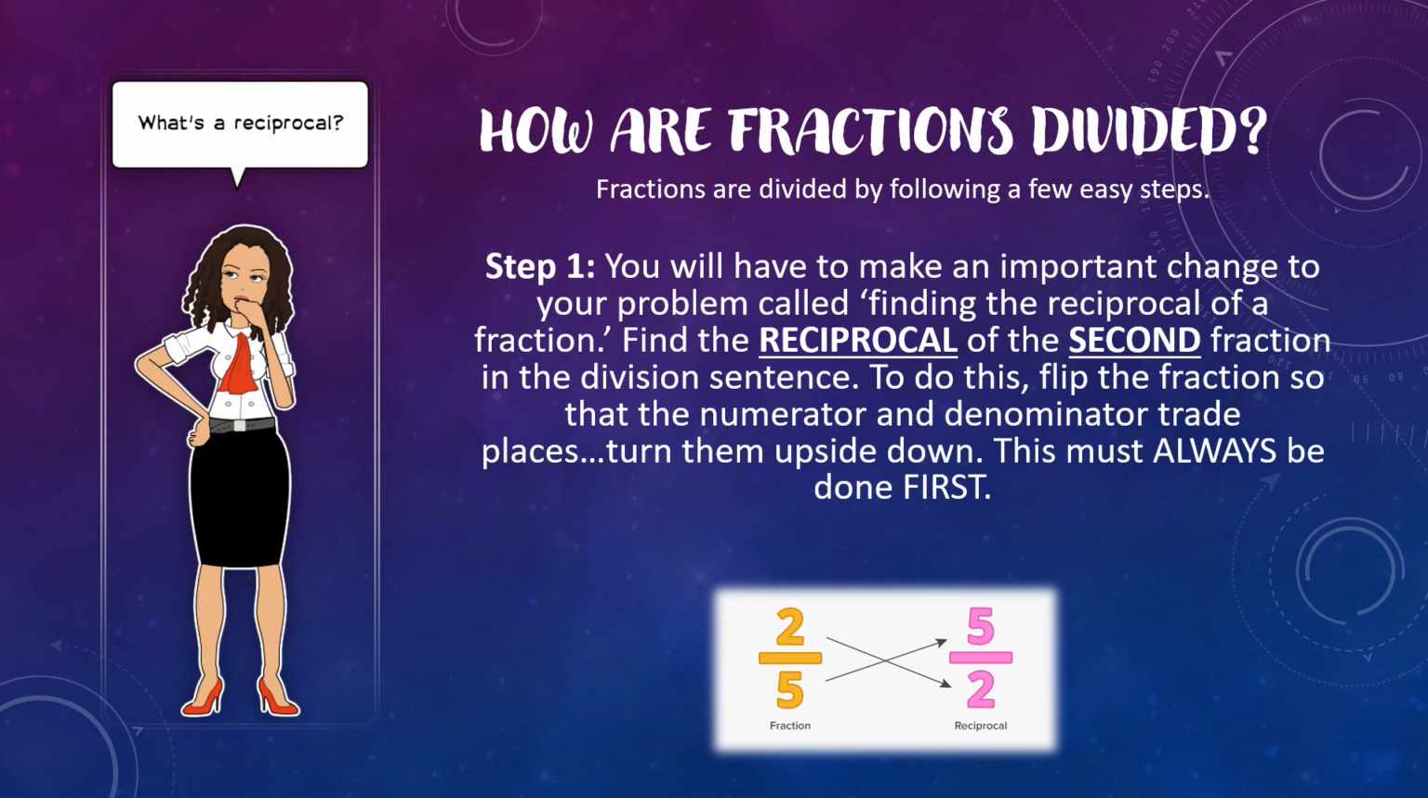Say that word for me, reciprocal. Good. Now, you find the reciprocal of the second fraction in the division sentence. To do this, you want to flip the fraction so that the numerator and denominator trade places. In other words, turn them upside down. This always has to be done first. Remember, the numerator should become the denominator, and the denominator will become the numerator.